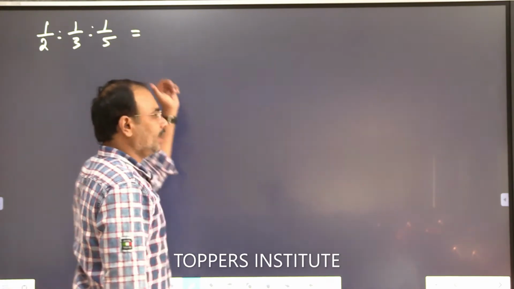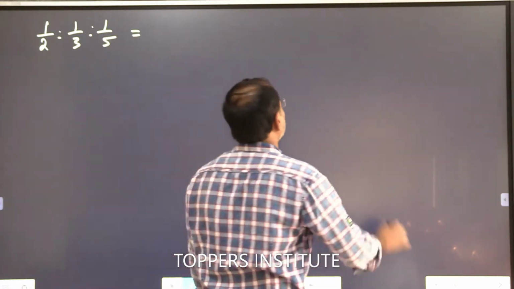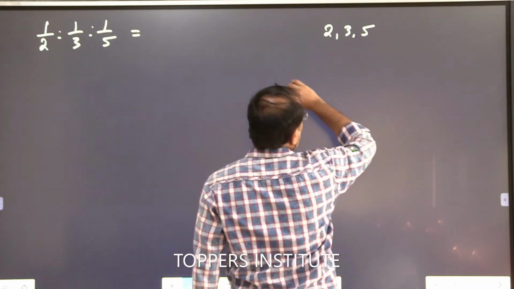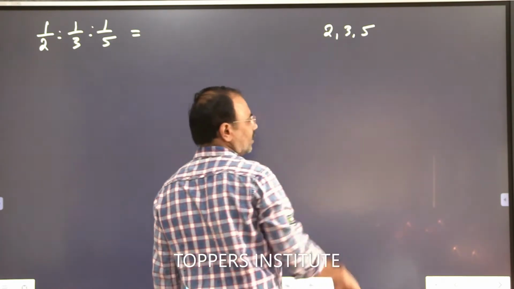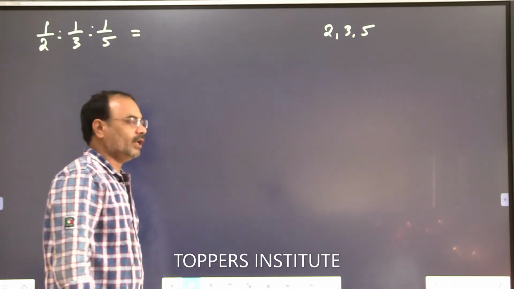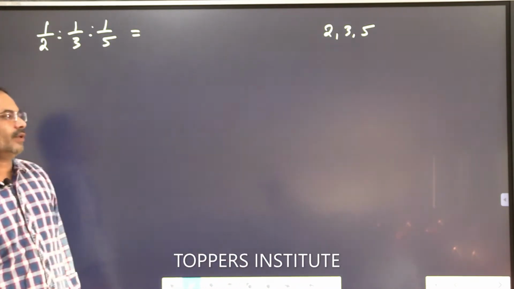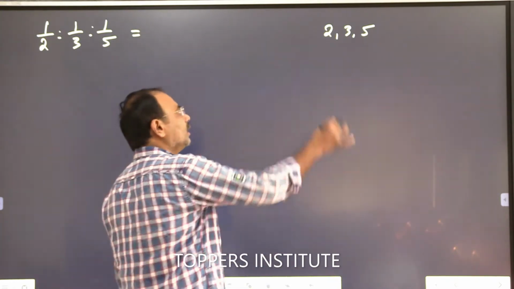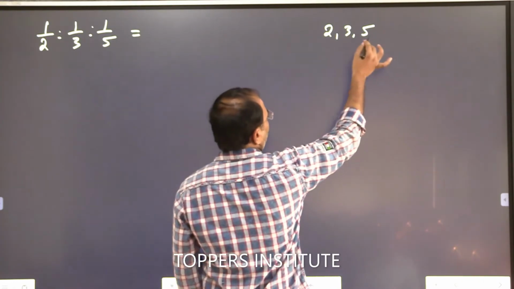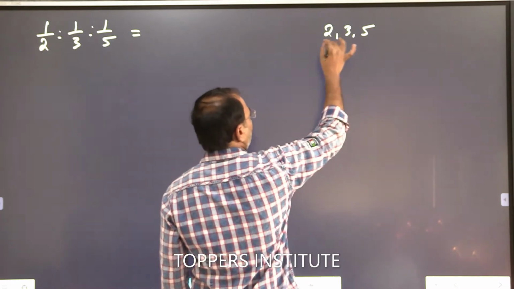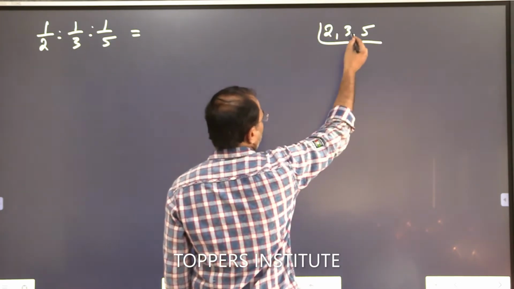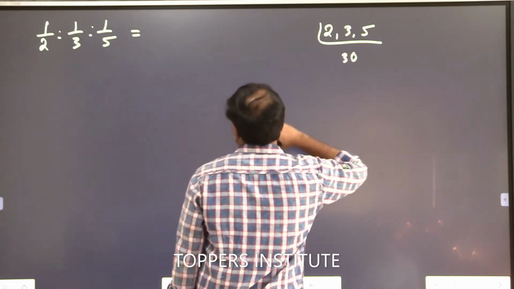First we take the LCM of 2, 3, 5. What is the LCM of 2, 3, 5? There is no common factor of 2, 3, 5, so if there is no common factor of given terms, then the LCM of given terms is nothing but product of the given terms. So 2 times 3 is 6, 6 times 5 is 30. So 30 is the LCM.